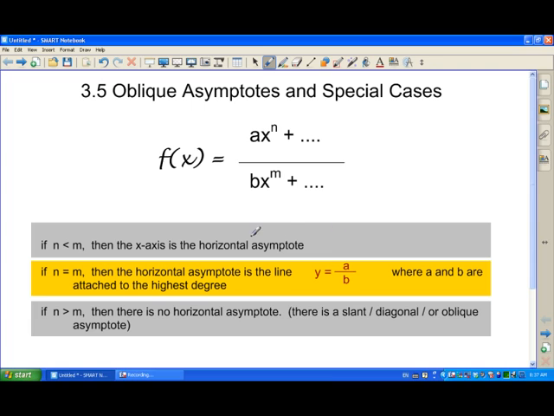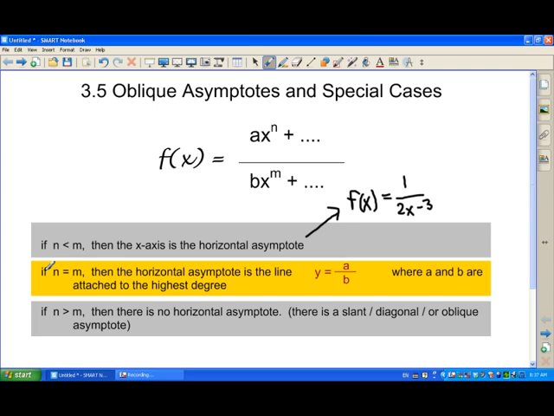An example of that would be the functions we started looking at, those reciprocals of linear functions. So 1 over 2x minus 3. This would have a horizontal asymptote that is the x-axis.